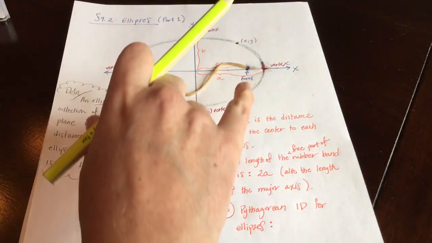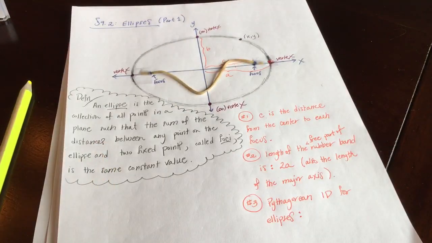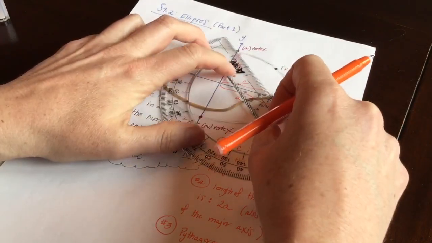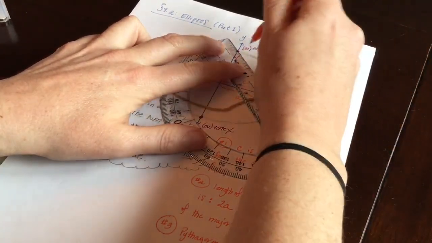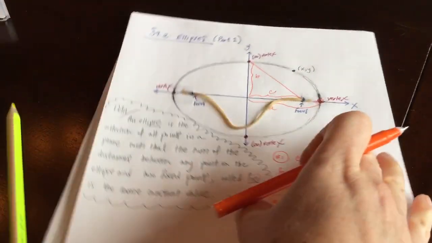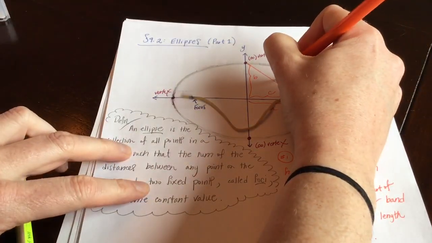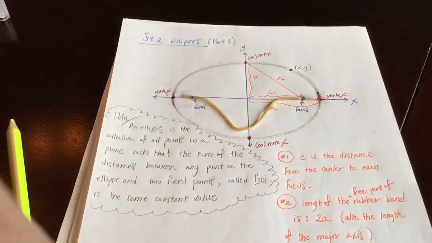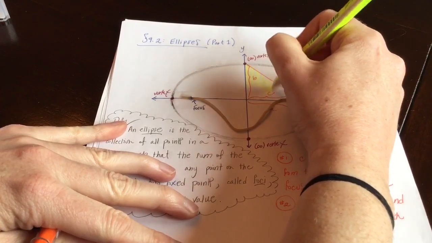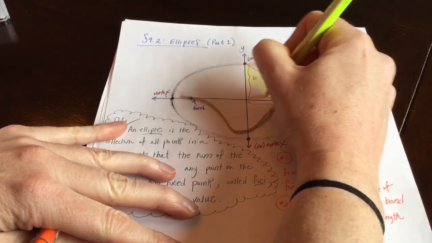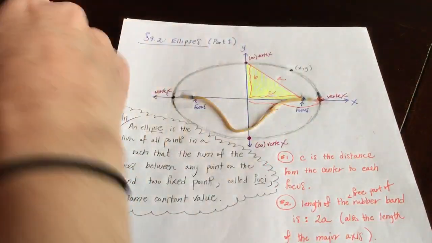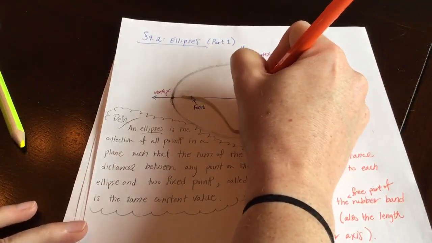So I'm just going to go ahead and draw that triangle in. Here's that hypotenuse that I'm referring to. It goes from the co-vertex down to that focus. And the length of it is A, half of the rubber band. And just to be clear, we are focusing on this right triangle right here to get this relationship. And here's your right angle.